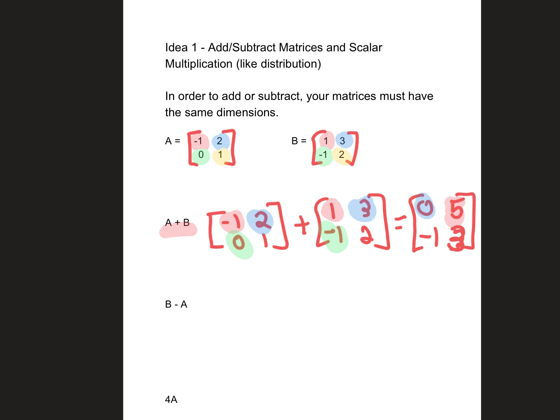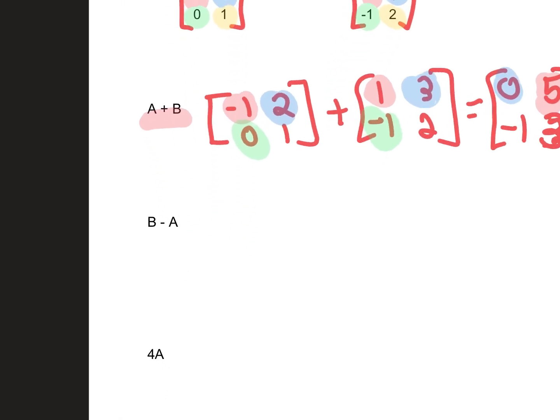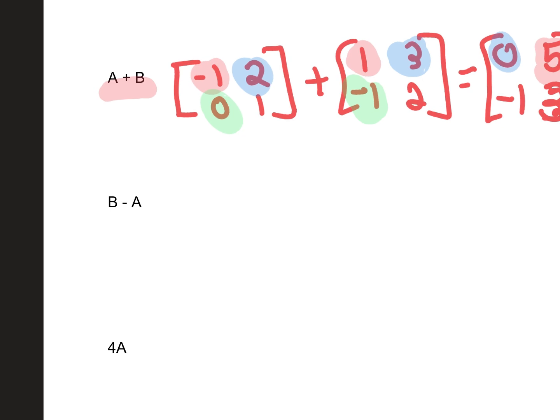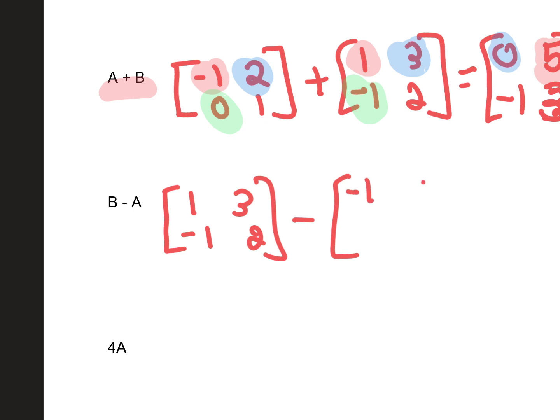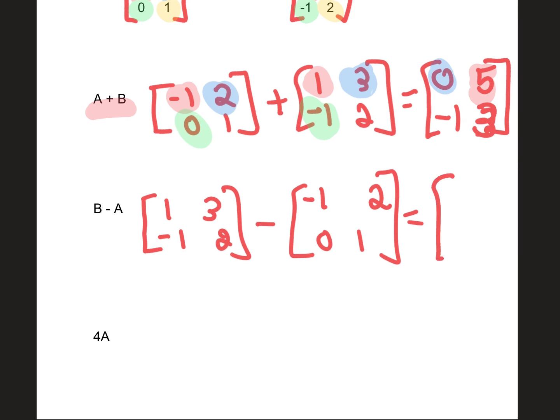Okay, moving on to the next one. Now we are going to do B minus A. So B minus A, make sure you do them in the right order because with subtraction, the order matters. So B is our matrix 1, 3, -1, 2, minus A, which is -1, 2, 0, 1, and our solution is going to be a 2 by 2 matrix, and we are going to subtract, remember. So we're going to take 1 minus -1, which is going to be 1 plus 1, which is 2.